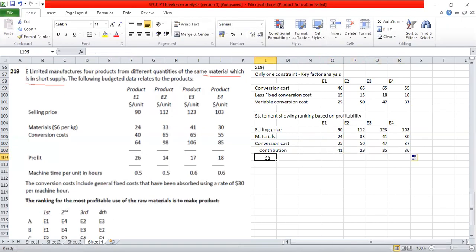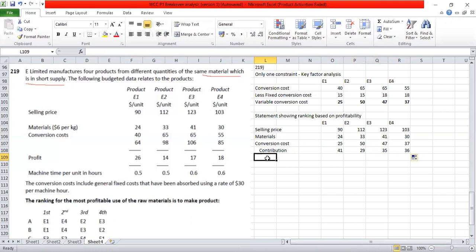Okay, these are the contributions. So when we look at the contribution, which one is most profitable? E1 is most profitable, but that's not the criteria. The total contribution is 41, 29, 35, 36. Fine. But we need to know, for every single unit of the constraint used, which one is more profitable.